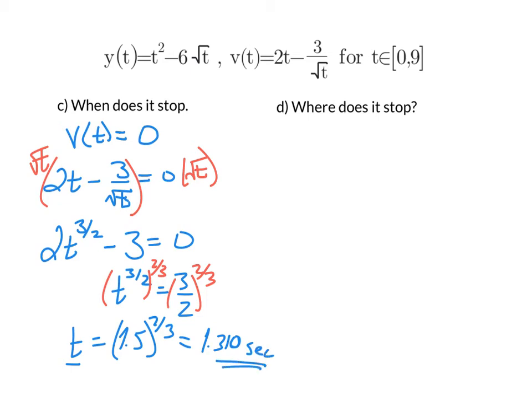That's important in the next part, because the next part asks us where does it stop. So the difference between when it stops and where it stops is that where is asking for a position. I know when it stops at 1.3 seconds, so I'm going to take that and plug it into my position function. So I'm just going to take that 1.310 and square it, minus 6 times the square root of 1.310. And I'm going to definitely take that all to the calculator, and we'll get negative 5.151.